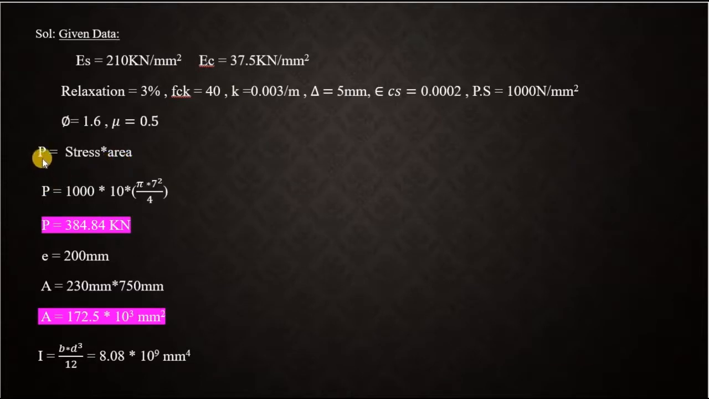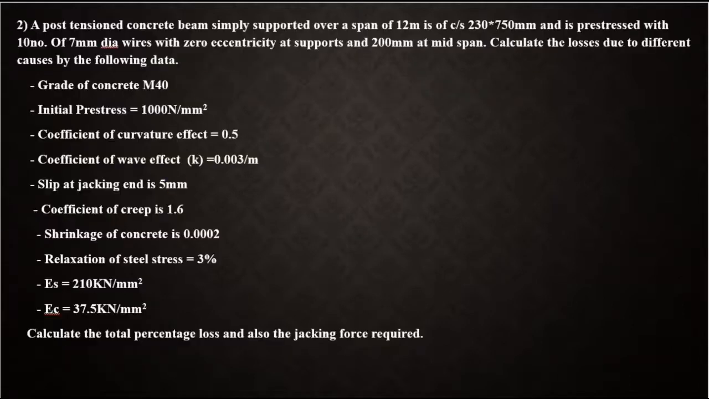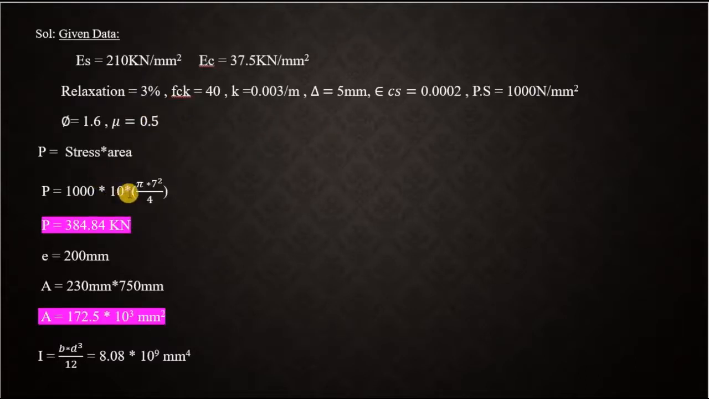Let's start with the pre-stress force. We know that pre-stress force equals stress into area. So initial stress, 1000 they have given, into area of steel. Just check how many bars they have given. It is 10 numbers of 7 mm dia wires. So 10 into pi d square by 4, that is 10 into pi into 7 square by 4. P equals 384.84 kilonewton.